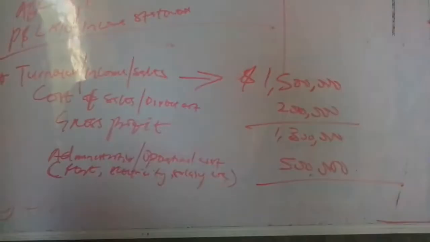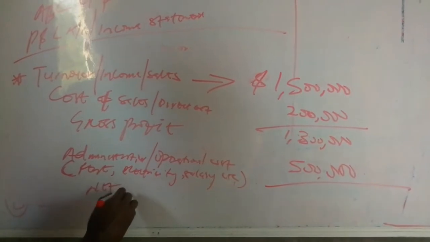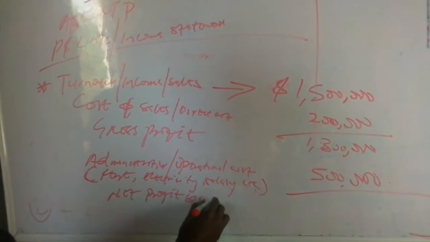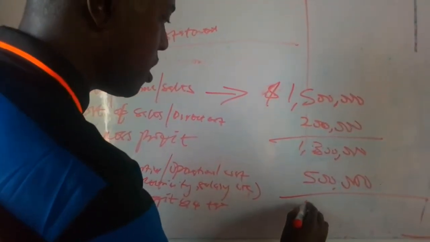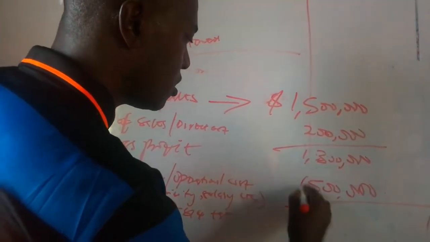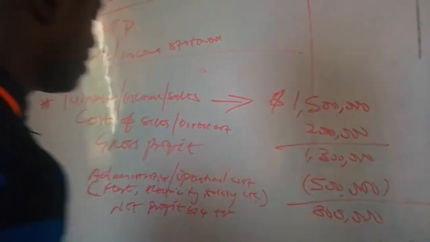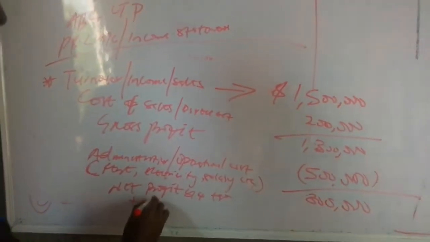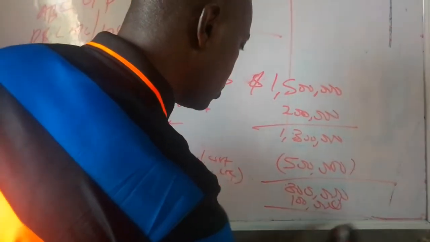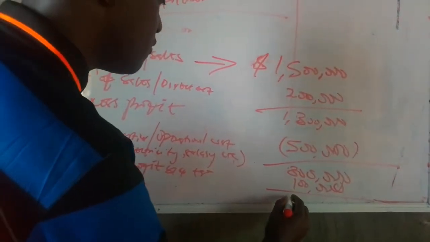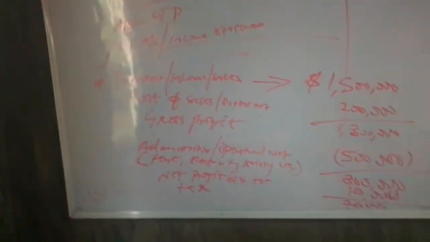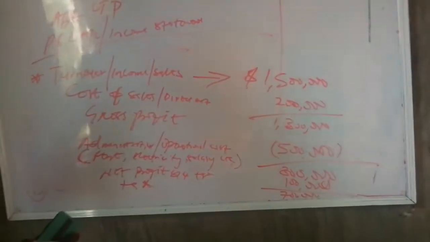So we have our net profit before tax as $800,000. Then we have our tax as $100,000. So the difference will give us $700,000. So that's it, $700,000. So that's for the income statement.